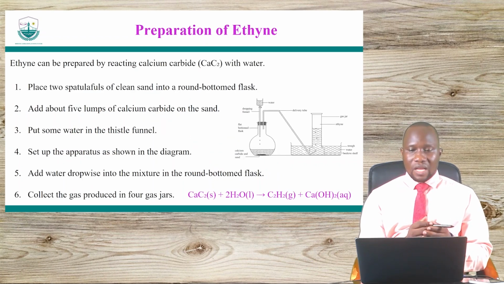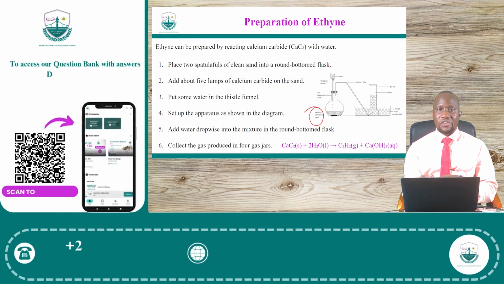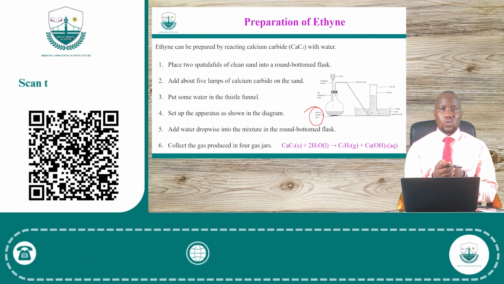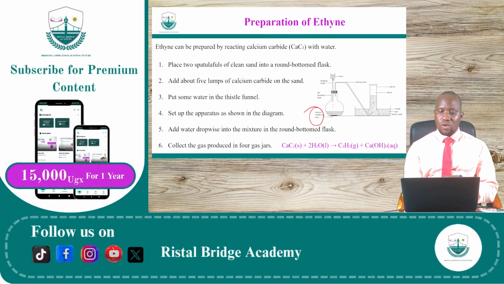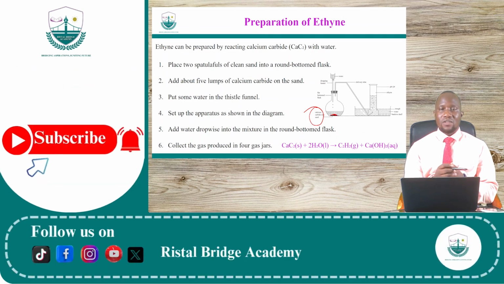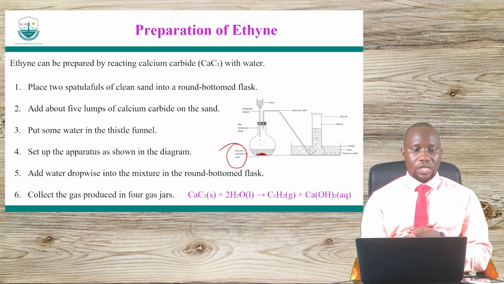How do we prepare alkynes? For example, ethyne, you can actually use calcium carbide and water. The reaction between calcium carbide and water is what will give you ethyne. So what you do, you need to have some sand in there. The sand, we shall look at it shortly. But you just have calcium carbide in there, add some water dropwise, and then you will see a gas that will be emitted from here and collected over water.